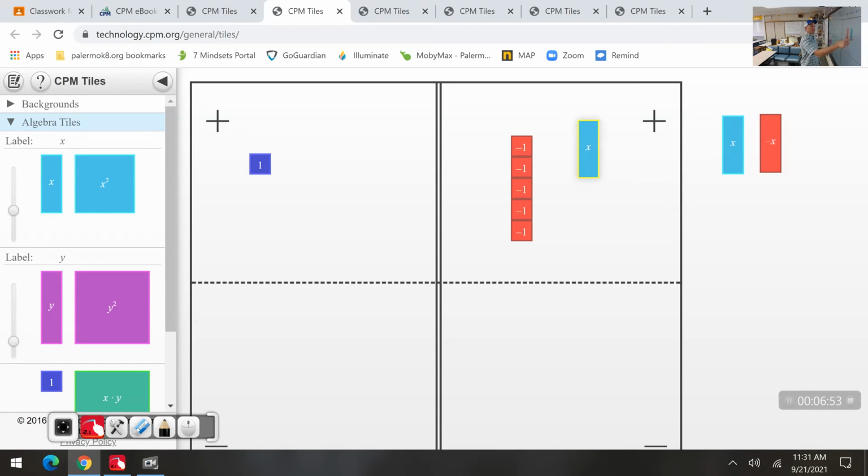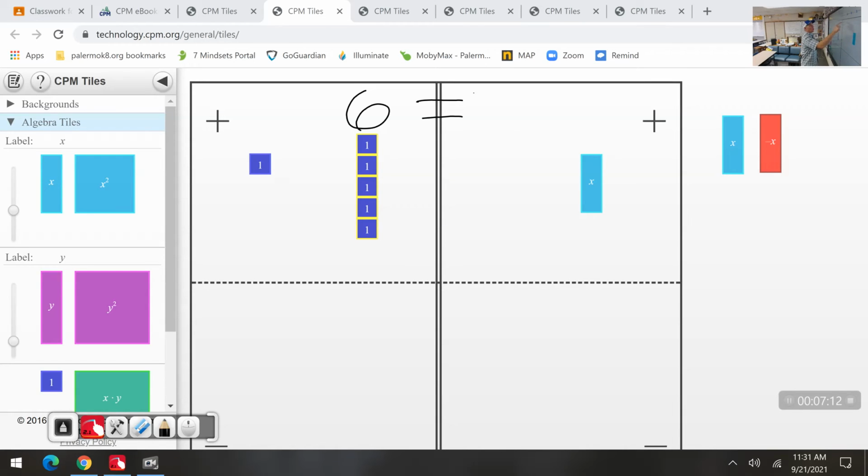Notice that I want to get this x by itself. To do that, I need to get rid of these tiles. How do I get rid of them? Well, I'm going to do a side-side flip. I'm going to take them and flip them over here. By flipping them over there, I now have 6 equals x after a side-side flip. These are the legal moves.